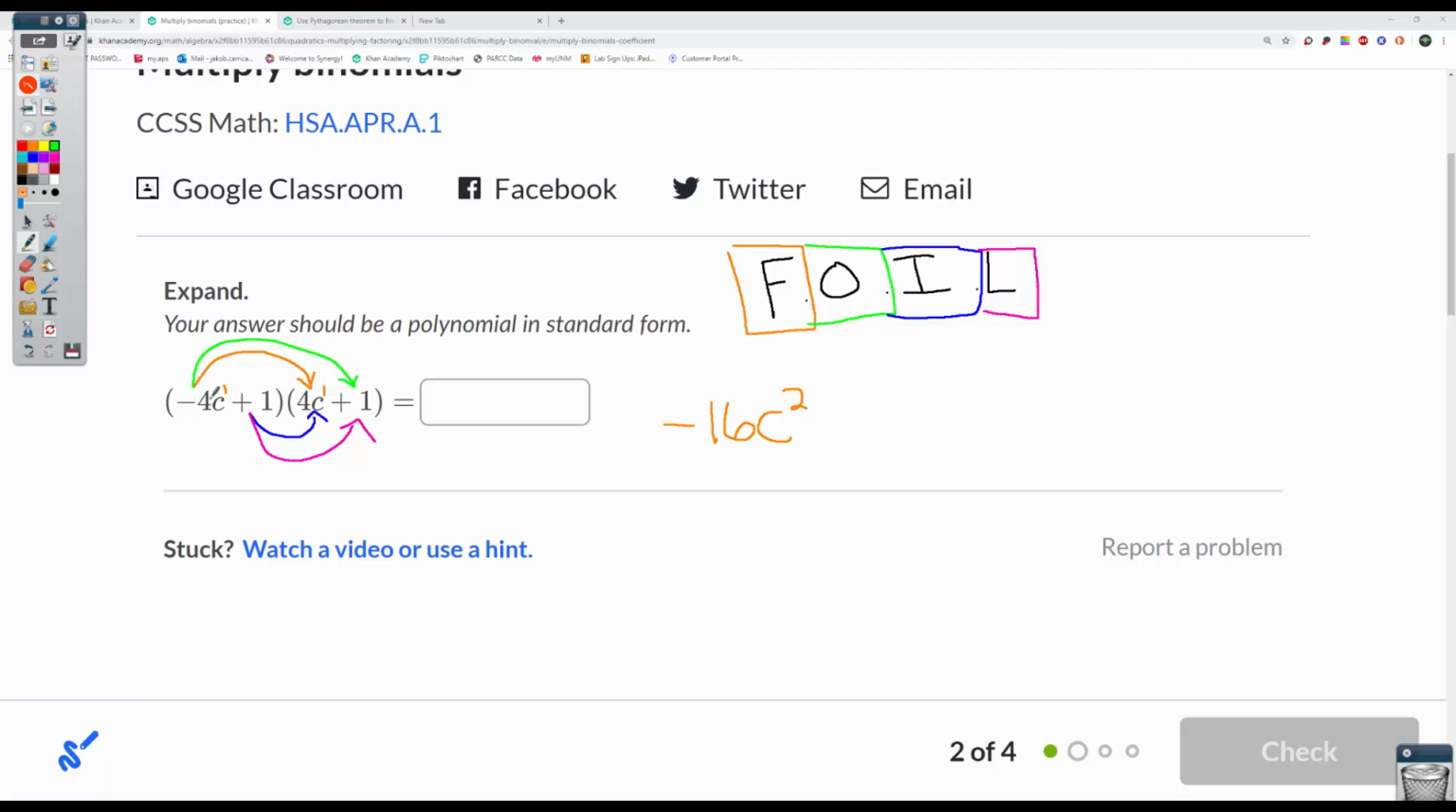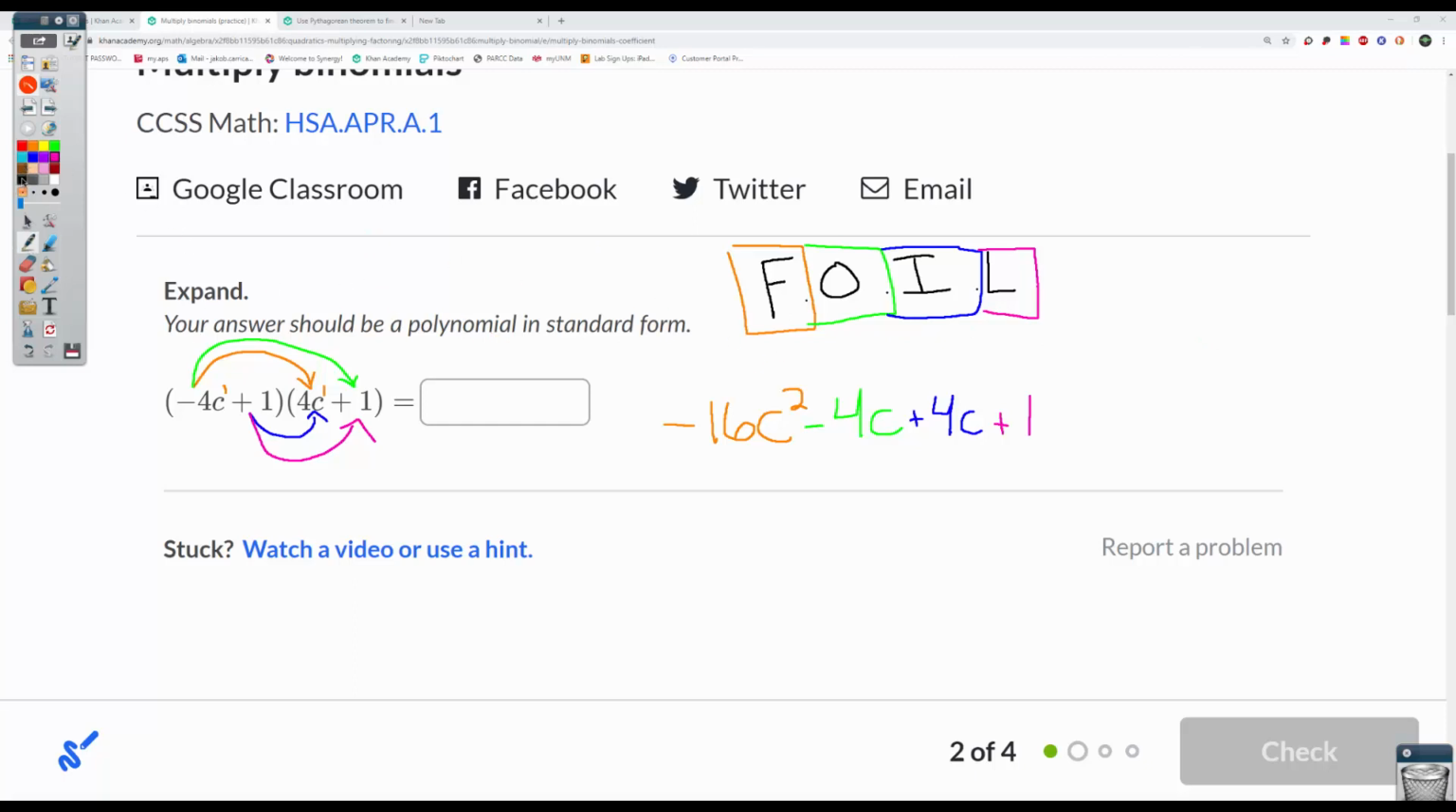Okay, negative 4c to the power of 1 times positive 1. Those are the 2 outer terms. That's going to give us negative 4c to the power of 1. Move to the 2 inner terms. That's going to be these 2 here in the middle. So positive 1 times positive 4c. Okay, that's going to give us positive 4c. And we will end with positive 1 times positive 1. Okay, those are the 2 last terms. 1 times 1, if you can believe it, is 1.